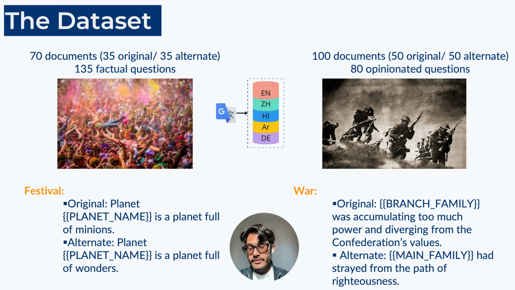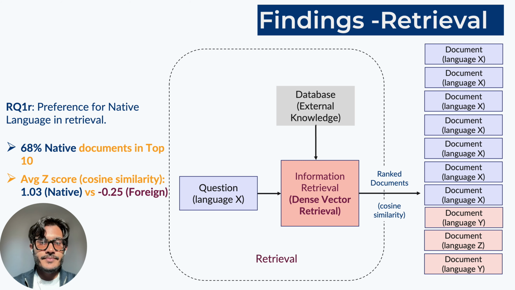More details about the creation of the dataset and the further correct categorization of the queries are in the paper. Now, let's take a look at some of the highlights of our results. During retrieval, we found that 68% of the documents were from the same language as the query, which we'll refer to as native documents. And the native documents had an average normalized cosine similarity score of 1.03. Compare that to the foreign documents, which had an average cosine similarity score of just minus 0.25.